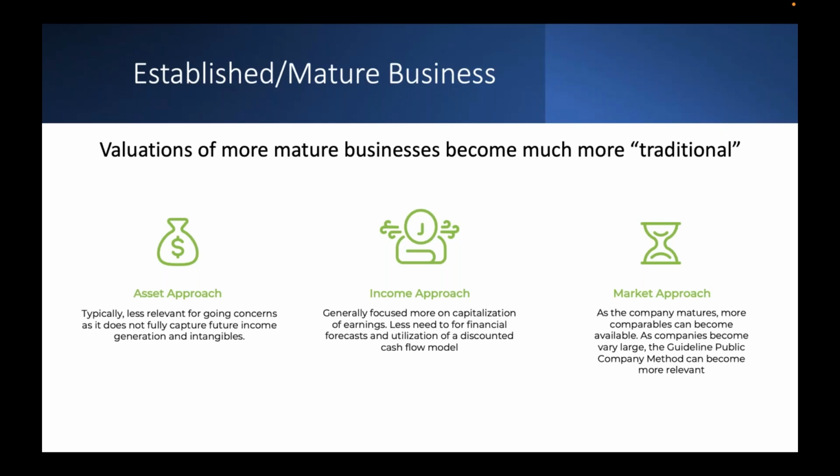Under the capitalization of earnings method, the value of the business is essentially estimated by dividing its earnings by a cap rate. And that cap rate reflects a rate of return required by investors to invest in the business. This method is used when the company's earnings are expected to be more consistent. And for most mature companies, this is going to be one of the preferred methods.